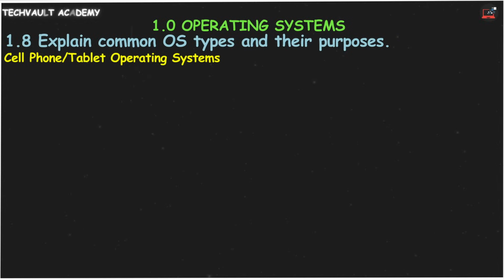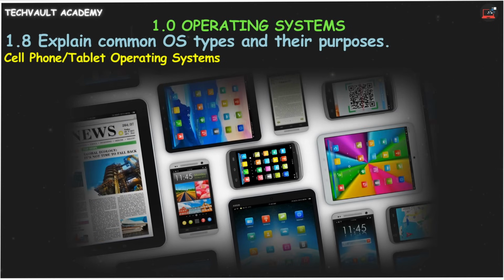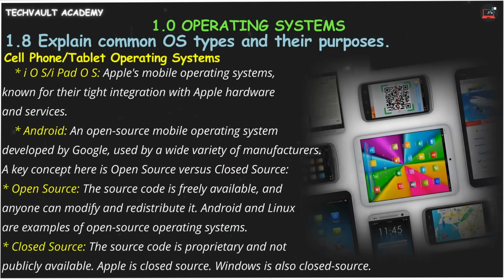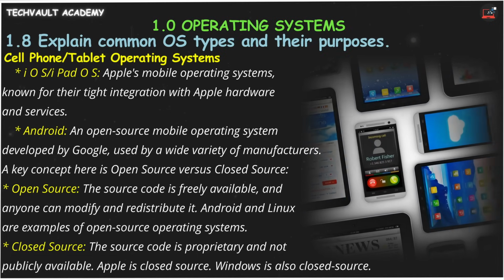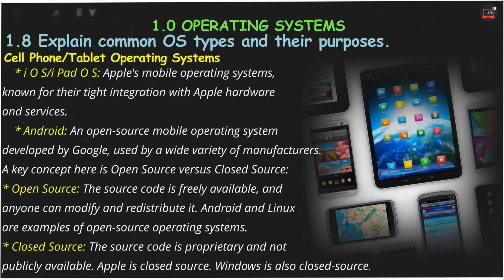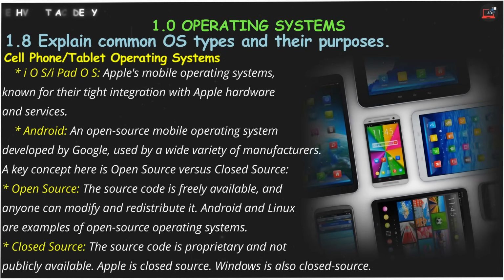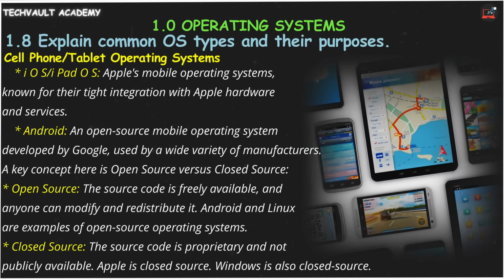Cell phone and tablet operating systems. These are designed for mobile devices. The two dominant players are iOS and iPadOS, Apple's mobile operating systems, known for their tight integration with Apple hardware and services. Android, an open source mobile operating system developed by Google and used by a wide variety of manufacturers.